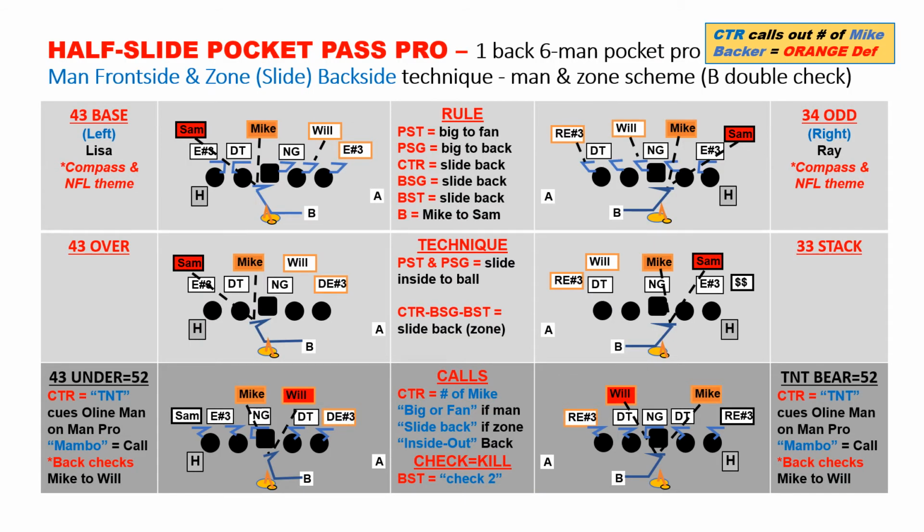All right, next we want to get into our foundation for our pass game. We're going to look at our core pocket pass protection, which is a half man, half slide, pass pro, 6-man protection. You can see what we do here is we have the front side or the call side is going to be a man scheme with the center to the back side doing a zone slide technique.